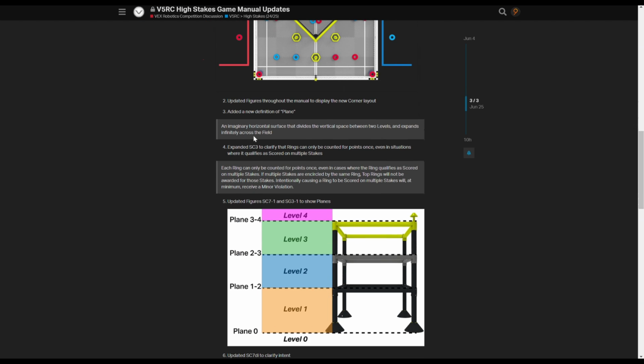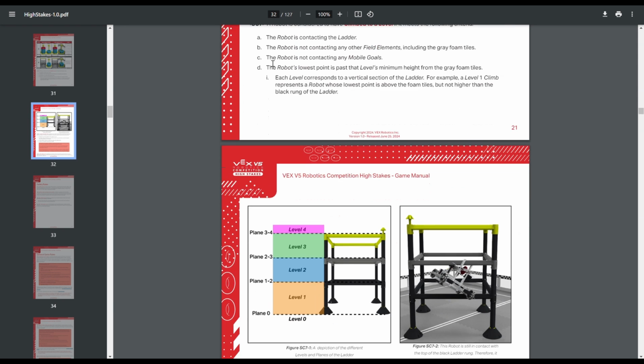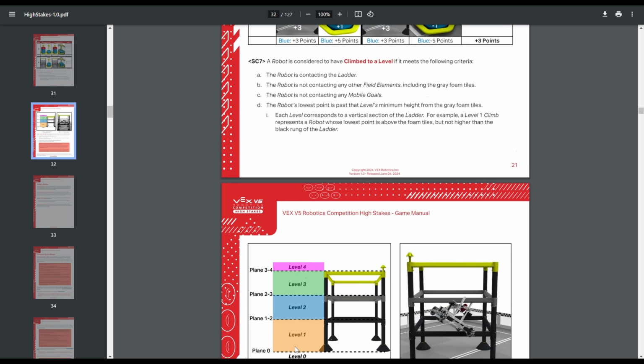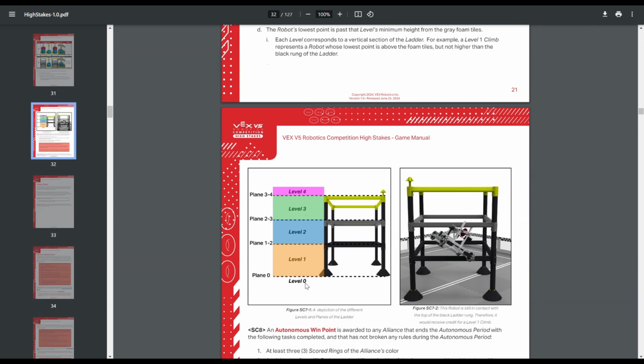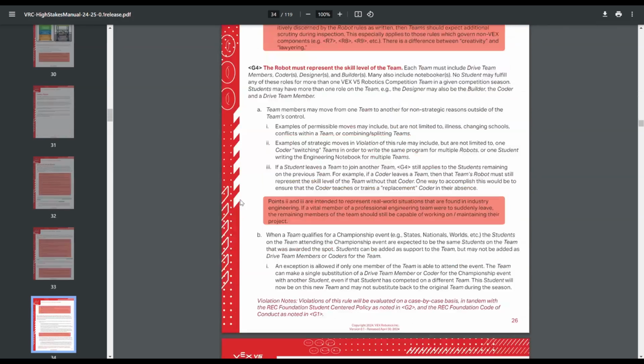All right, next thing on the list, they, of course, updated all the manual figures to have the new versions. And then a new definition of plane. This goes with 0.5, they updated SC3 and SC7, they're both covering the same thing. So you can see now they have levels 1, 2, 3, 4, obviously level 4 isn't getting any more points than level 3. And then they updated the planes, so your robot can only break two planes at once. As you can see with SC7, in the old manual, that was not there before.